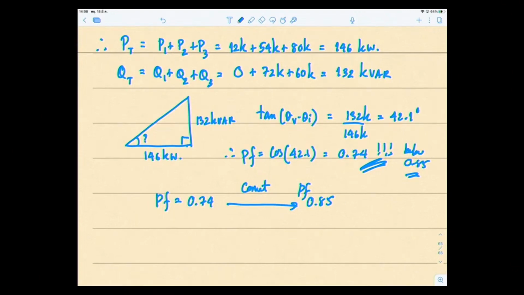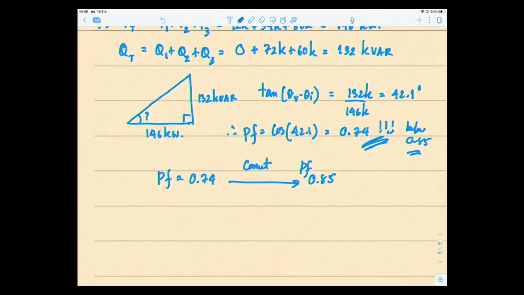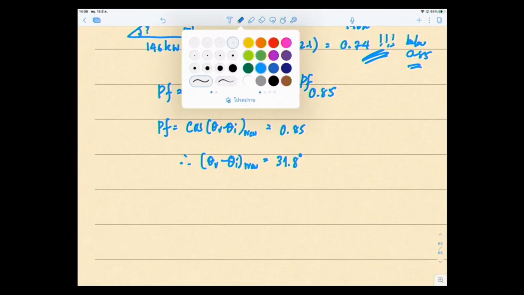If you need the PF to be 0.85, the first step is to know what my angle would be, because that's a formula that I know. So cosine of the new (θV − θI) is equal to 0.85. Therefore, the new angle that I need for this 0.85 PF is 31.8 degrees.